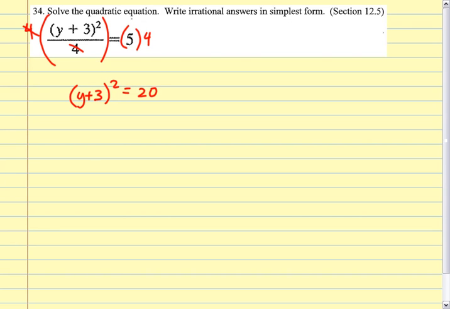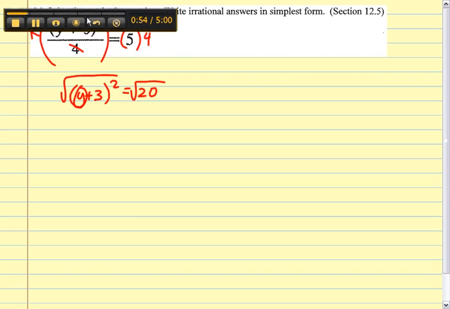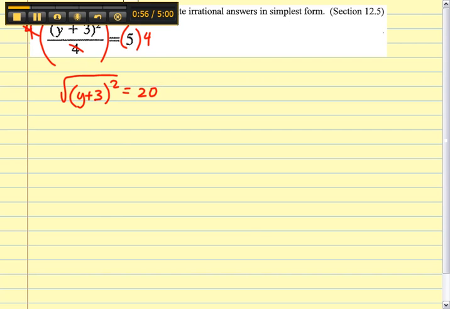Okay? Now, I've got a perfect square, so I can take a square root. But I definitely want to remember that there's a variable underneath the radical sign there. When I take the square root, I'm going to have plus or minus root 20.